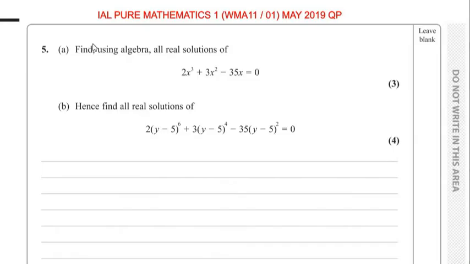Now let us look at the next question from International Advanced Level Pure Mathematics 1, May 2019 question paper. Find using algebra all real solutions of 2x cube plus 3x square minus 35x equal to 0. So we can see that the x term is common from all the three terms. So we are going to take the x term common out first and write it as 2x square plus 3x minus 35 equal to 0.